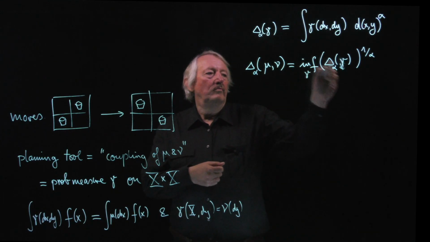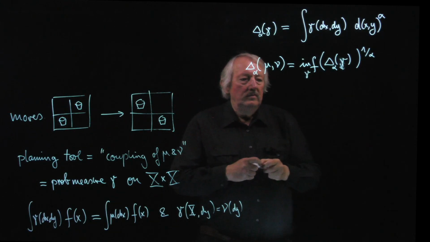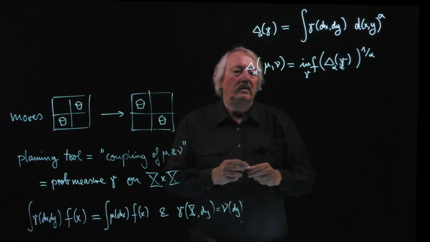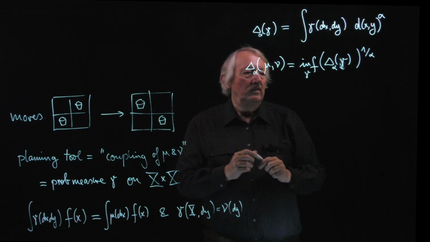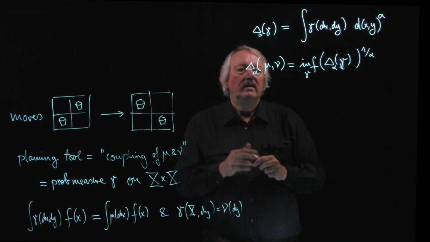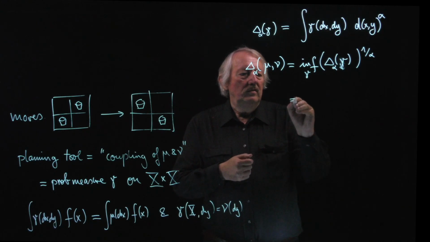So that depends on gamma. And the minimum of that function. It's not clear whether the infimum is actually attained always. I don't want to discuss that. So it could be an infimum, but the best lower bound on that is called the transport distance. Right?